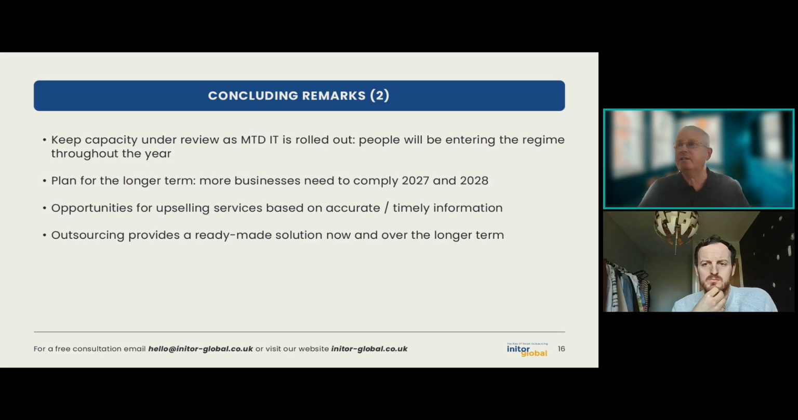And plan for the longer term. More businesses need to comply in 2027 and 2028. The government has not signalled any intention to adjust those thresholds. So by 2028, any self-employed person with income of £20,000 is going to have to comply with this regime. There are, of course, opportunities for upselling services based on accurate and timely information.